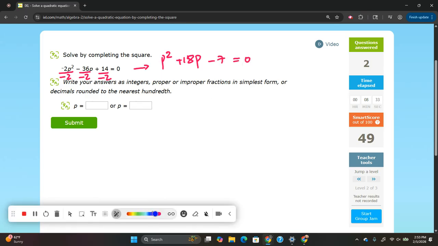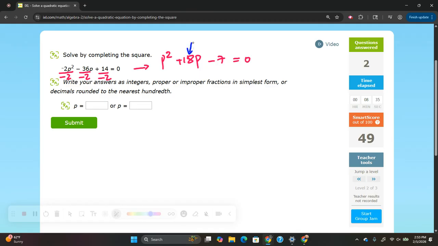Now we can see the b is 18. So b over 2, 18 divided by 2, is 9. And then b over 2 squared is 9 squared, which is 81. So here we go, I can do this.